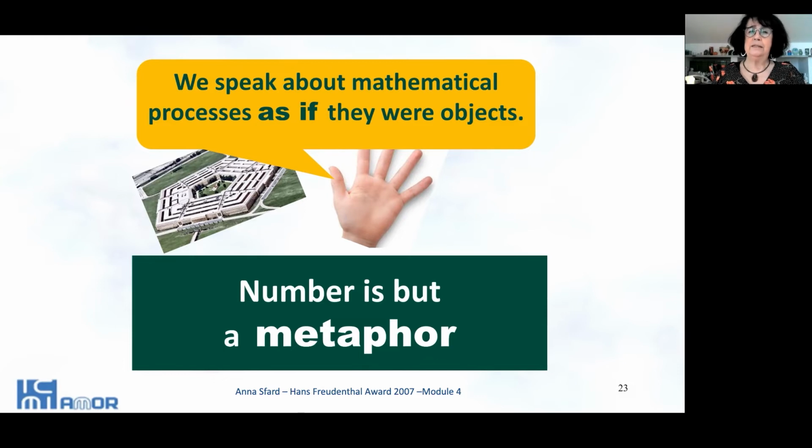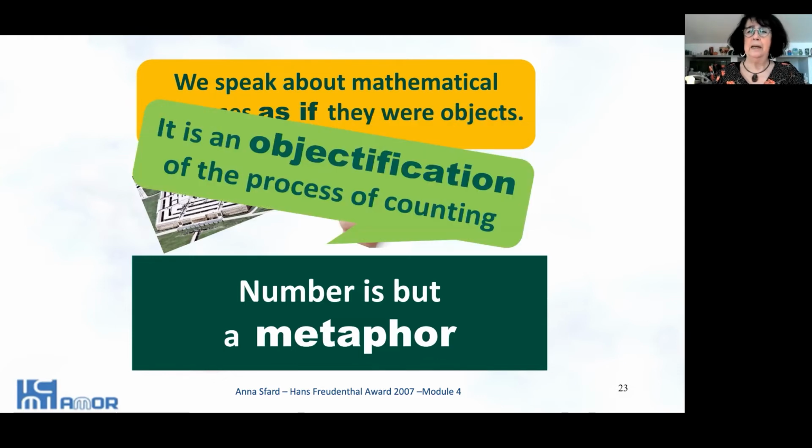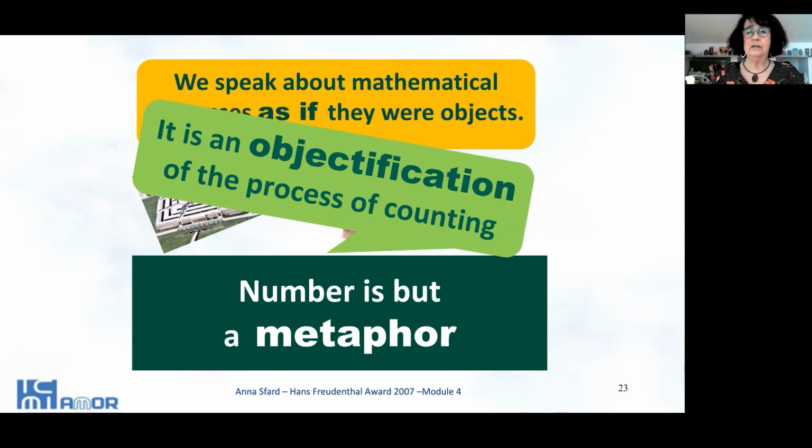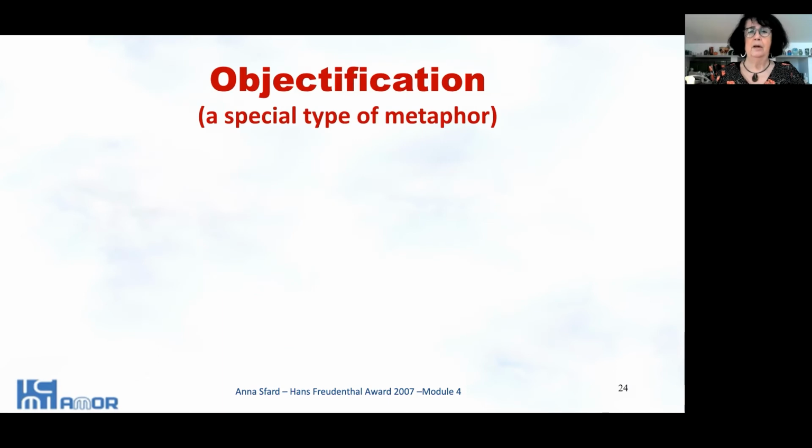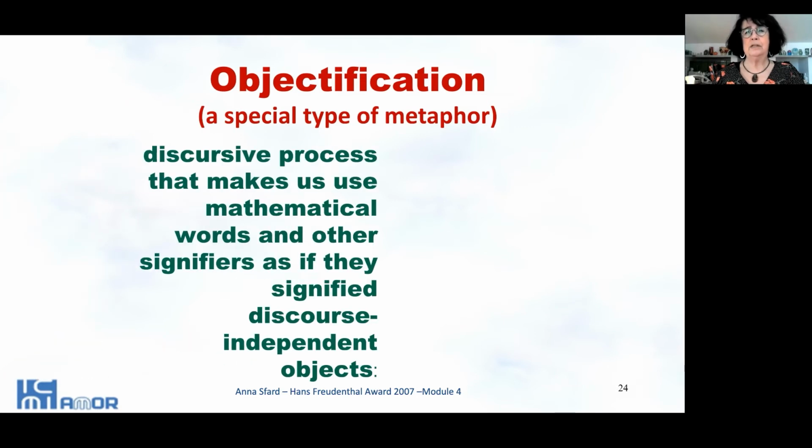Another way to say this is to describe number as the objectification of the process of counting. The word objectification, in turn, may be defined in the following way. Objectification is a special type of metaphor. It is a discursive transformation that makes us use mathematical words and symbols as if they signified discourse-independent objects. This transformation involves 2 moves.